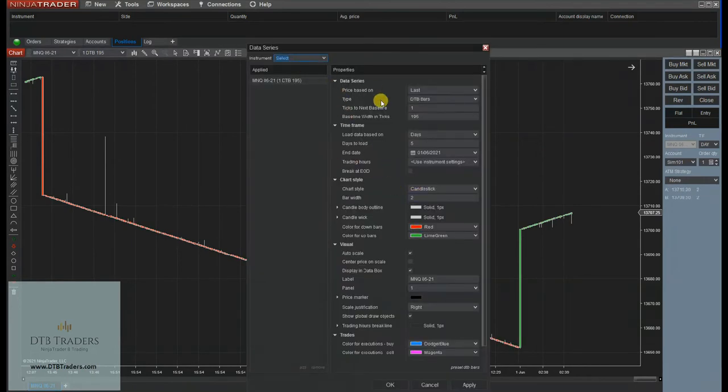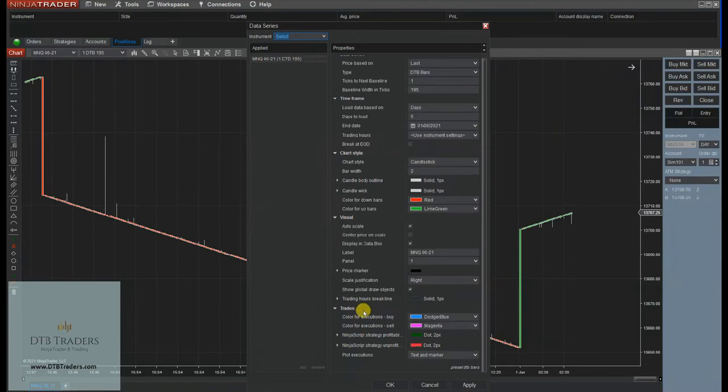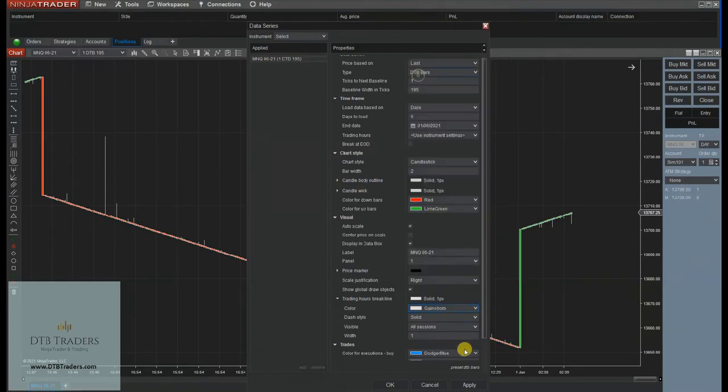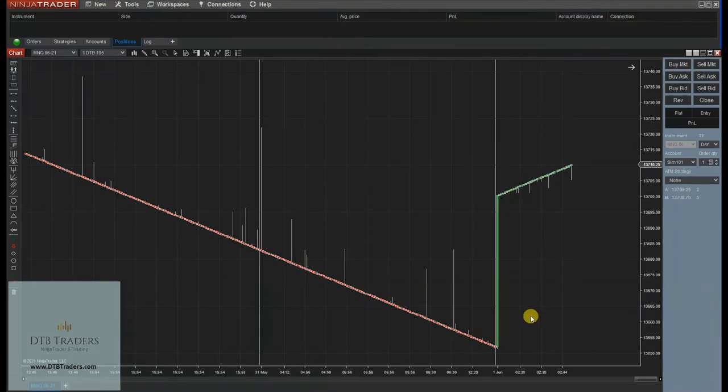If I right click on the chart and go to data series, I should be able to add the trading hours, not the trading hours, the break between the days. Where is that again? Trading hours break line. There we go. So that just shows you where the current trading day started. Okay, so 31st.